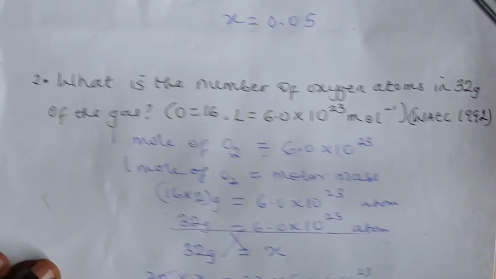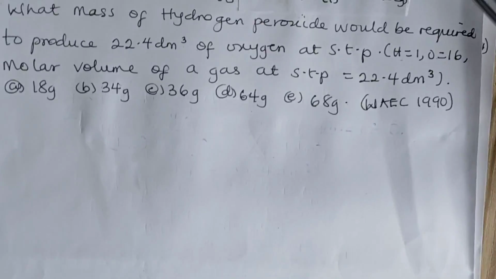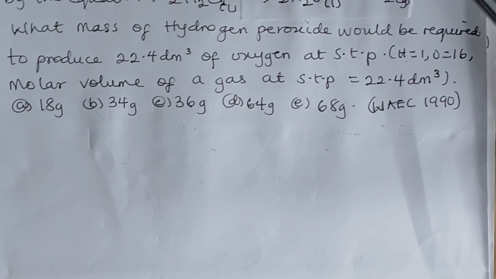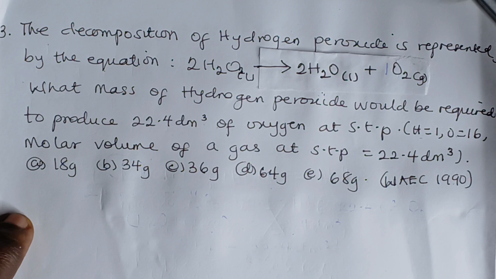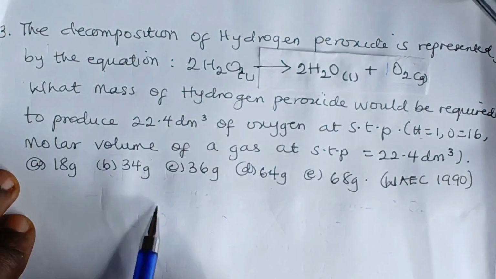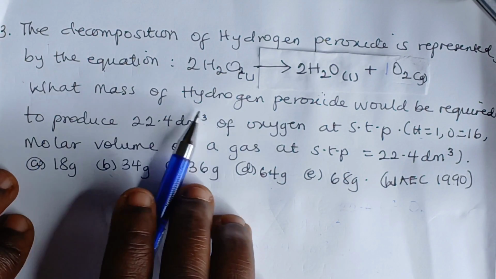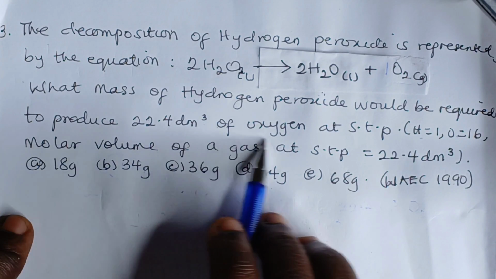The next question is on WAEC. It's from WAEC 1990. Question 3. The decomposition of hydrogen peroxide is represented by the equation: 2 moles of hydrogen peroxide give 2 moles of water and 1 mole of oxygen. What mass of hydrogen peroxide will be required to produce 22.4 dm³ of oxygen?